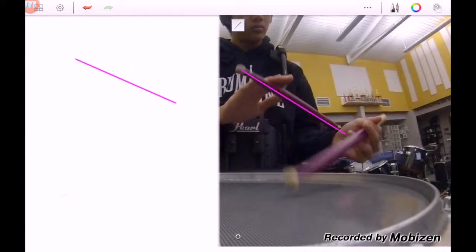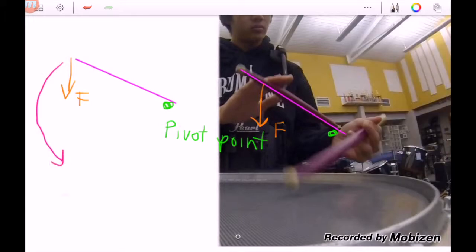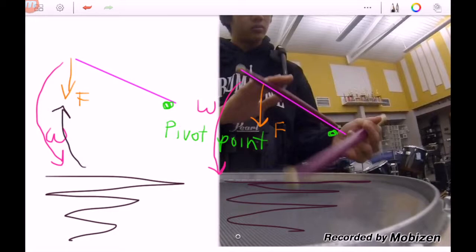Kevin starts by putting his drumstick on his left wrist, using it as a pivot point. His right hand applies a constant torque, which is a cross product of radius and force. He applies a constant force, resulting in a continuous even rotational motion. The drumstick then hits the head and rebounds with a new rotational velocity omega.